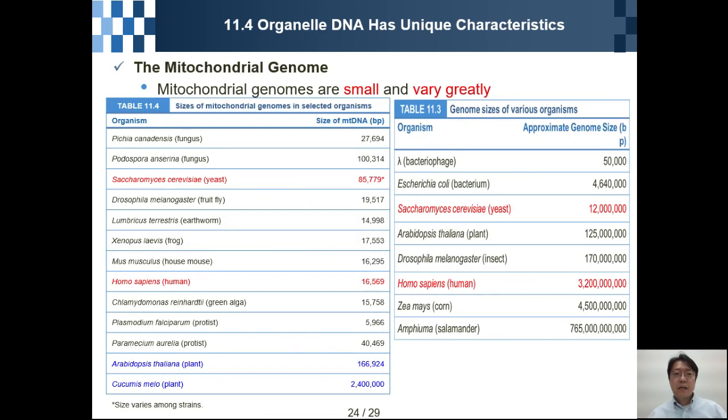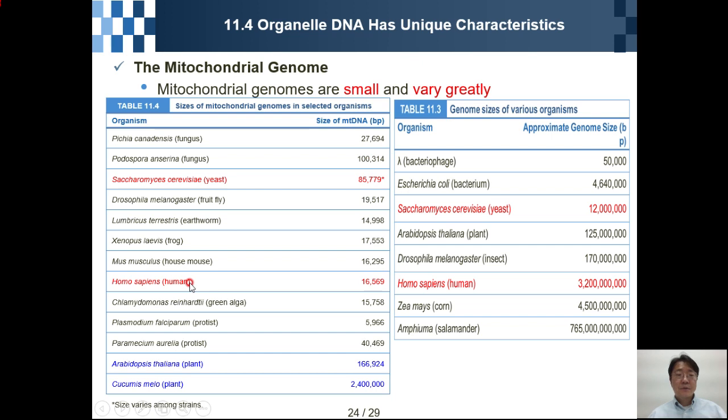In this slide, I will explain the mitochondrial genome. Table 11.4 summarizes the size of the mitochondrial genome in selected organisms. How about yeast? The mitochondrial genome is only about 85,000 base pairs. How about the whole genome size in yeast? The whole genome size is about 12 million. So the mitochondrial genome size is very small.